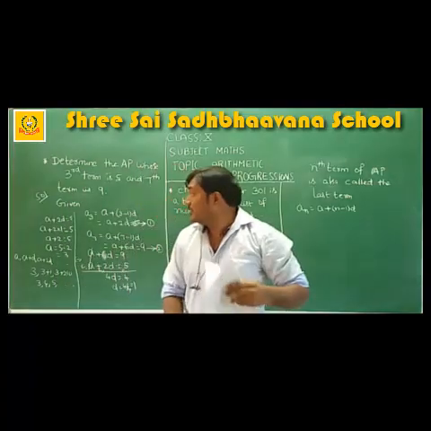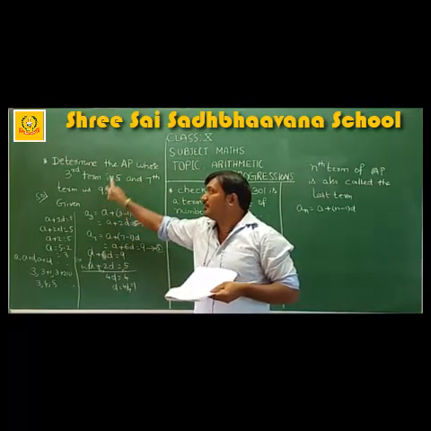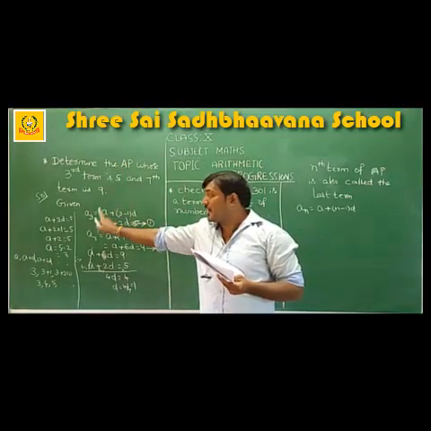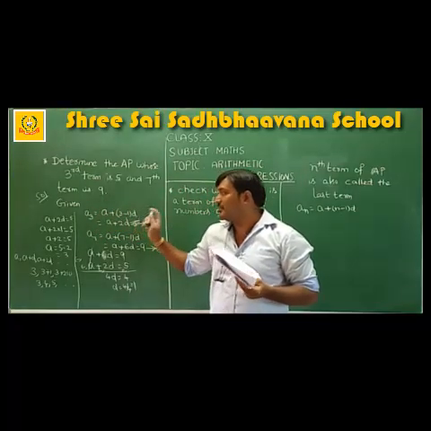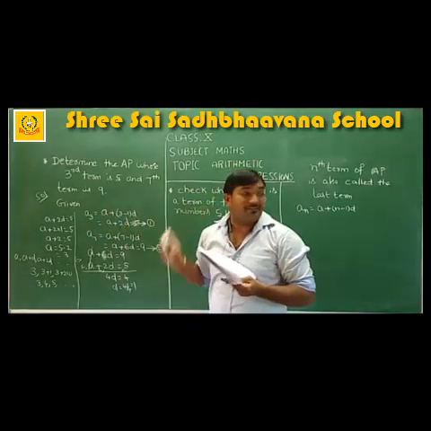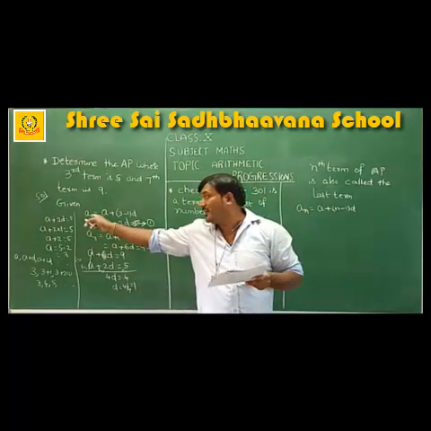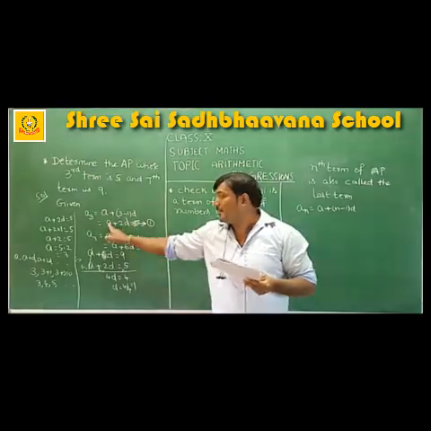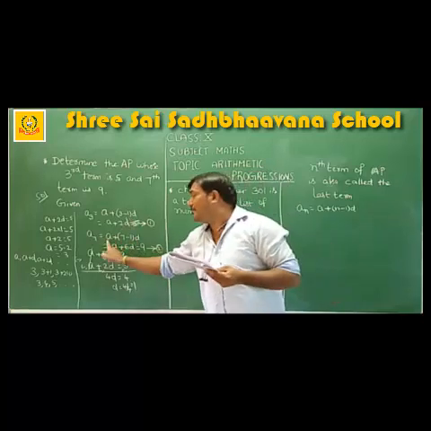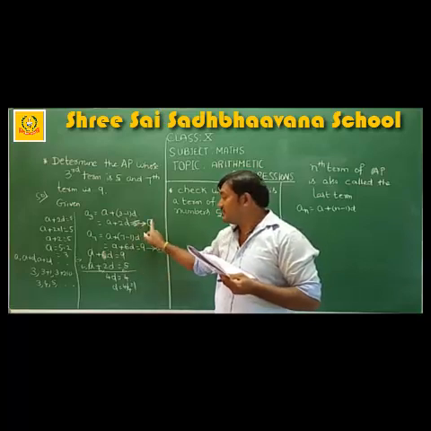I'll just repeat once again. Here the third term and seventh term are given, and we have to determine the arithmetic progression. Always remember to write the given first. What is given? a3 is a plus 3 minus 1 into d. I am replacing the n value here. So a plus 2d, that is given as 5. Next, a7, which is a plus 7 minus 1 into d, which is a plus 6d, 9. Take these as equation 1 and 2.